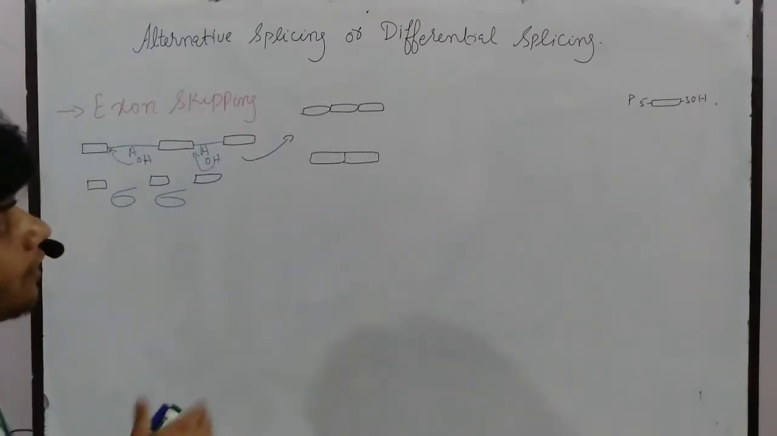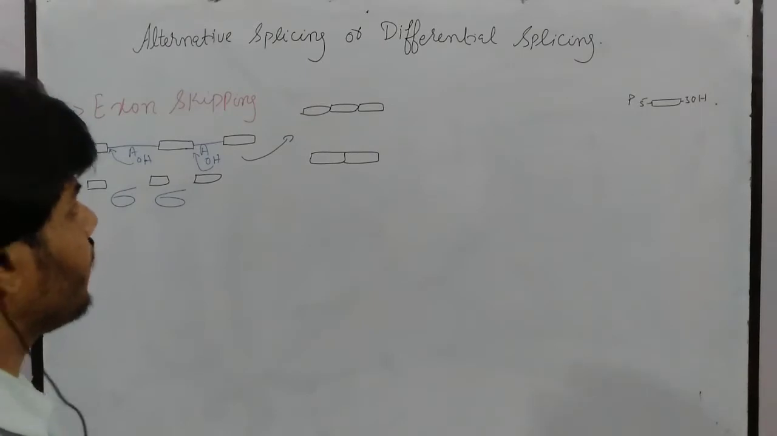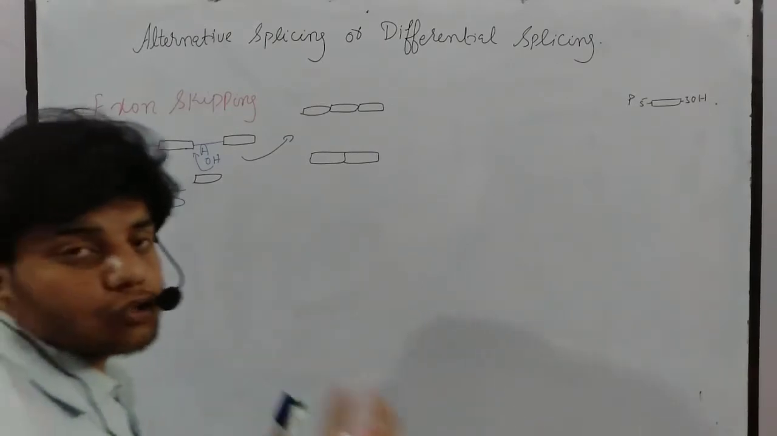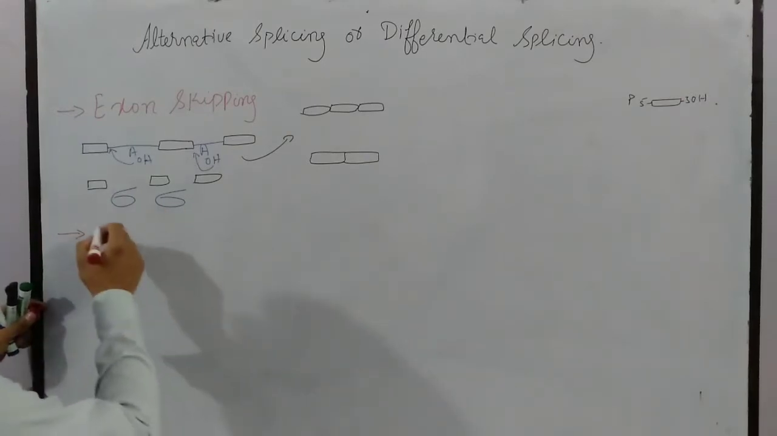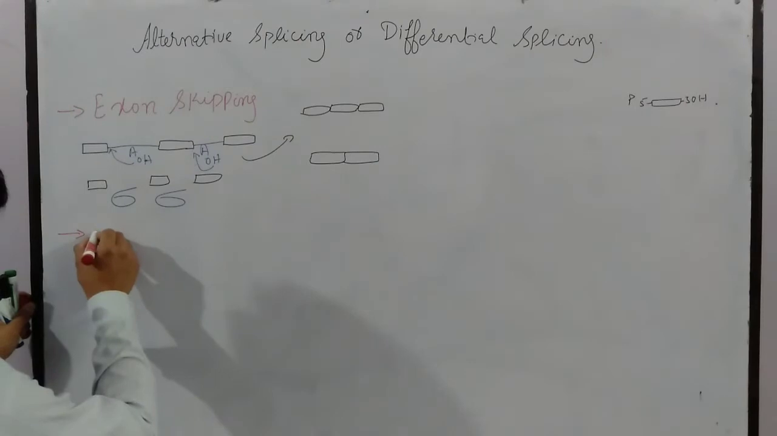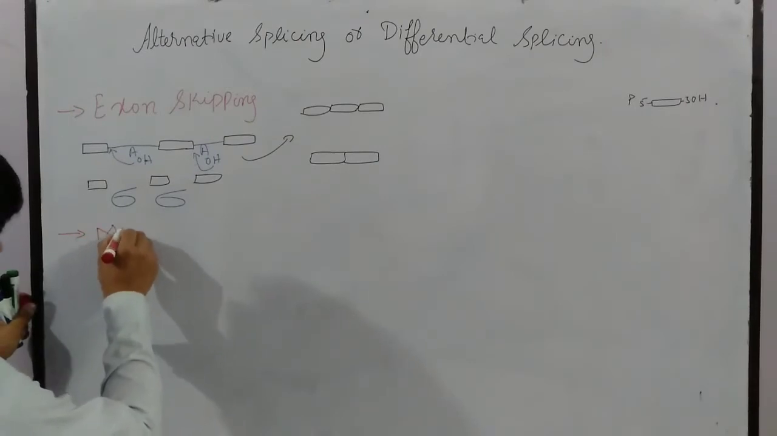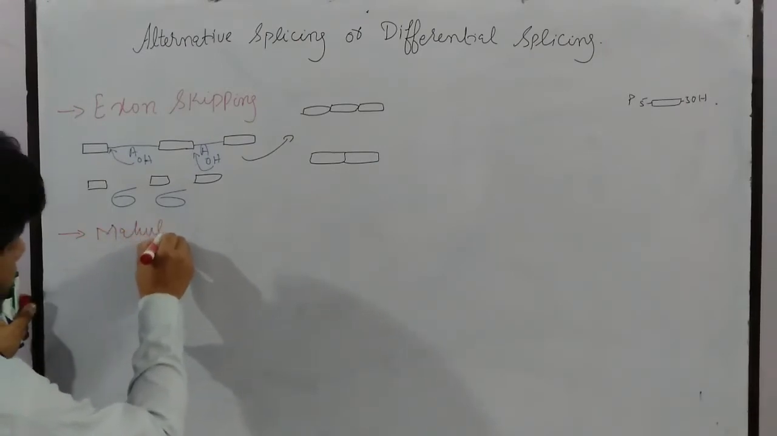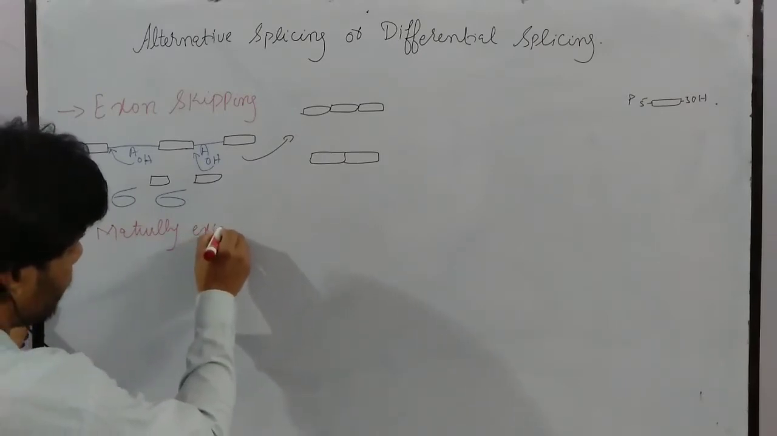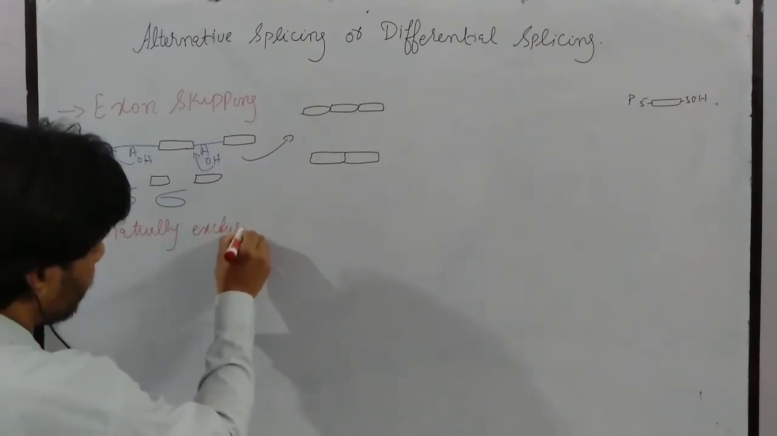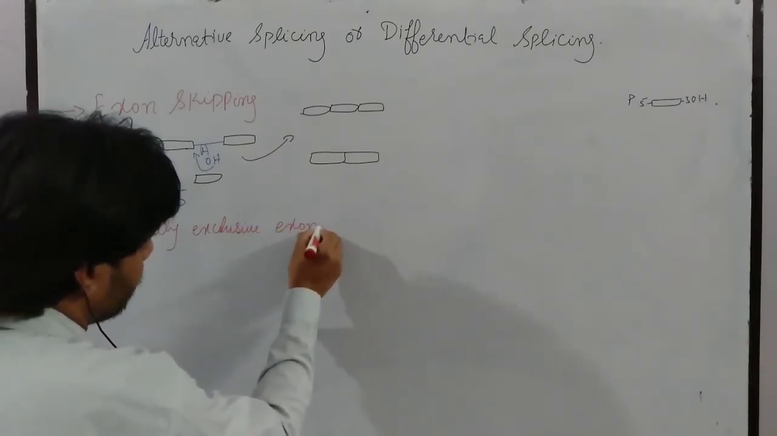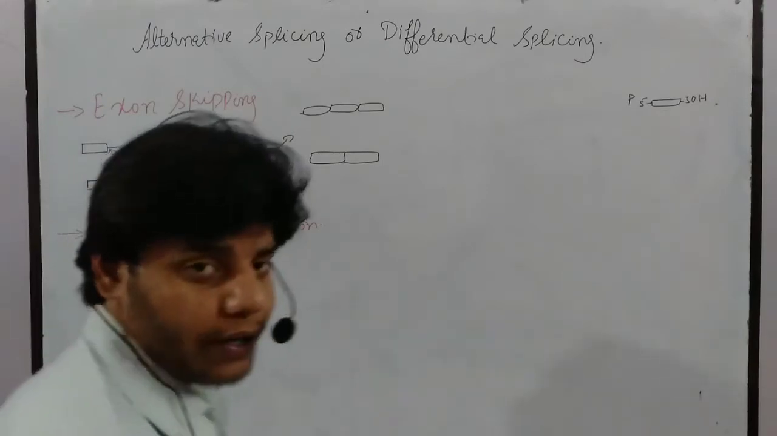This is the first alteration which mainly occurs in alternative splicing. The second, we have the mutually exclusive exon. So in this case, mutually exclusive exons will also occur. So what actually happened, let me write: mutually exclusive exon. So now what happened in this case?